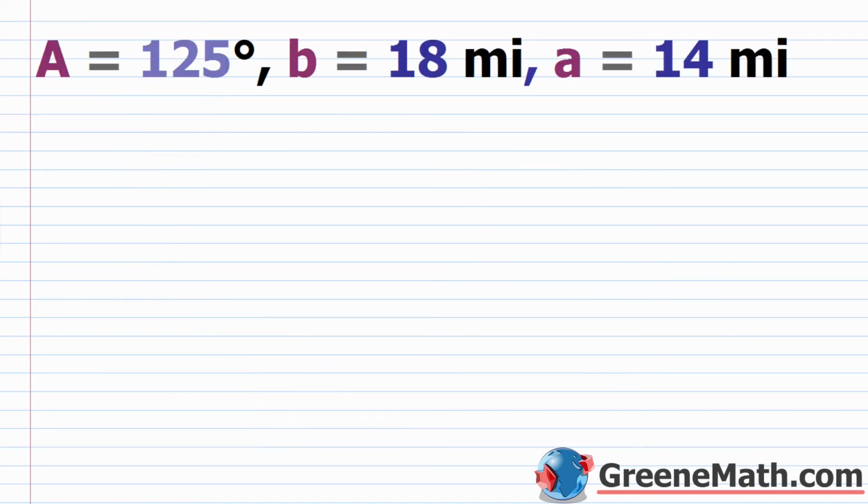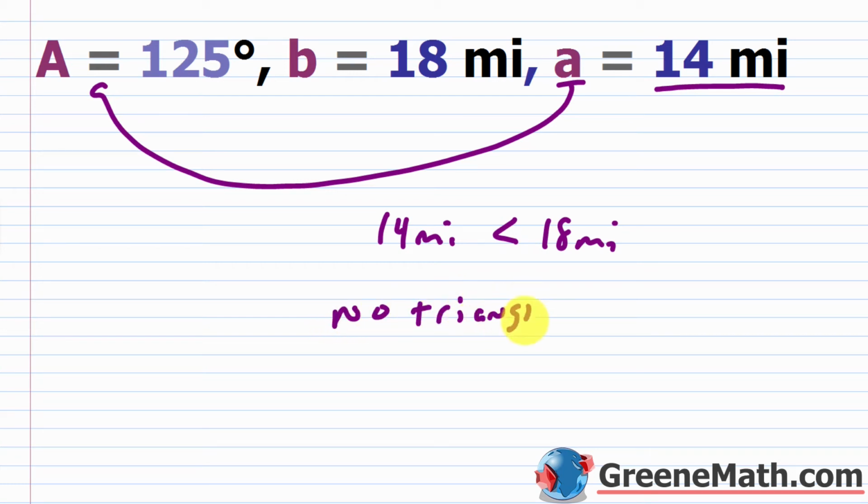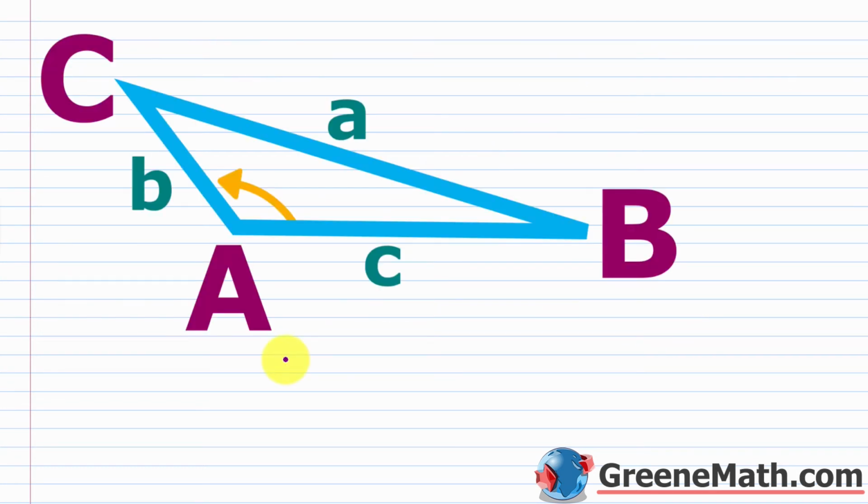Let's look at an example. So here we have A is 125 degrees, B is 18 miles, and A is 14 miles. So again, this A right here is opposite of this angle A here, which is 125 degrees. By rule, a 125 degree angle in a triangle is going to be the largest angle. So therefore, it should be opposite the largest side, and it's not, right? This right here, this 14 miles, is less than this 18 miles, so there's no triangle, right? No triangle exists. And I guess I could clean that up a little bit, so let's make that better.